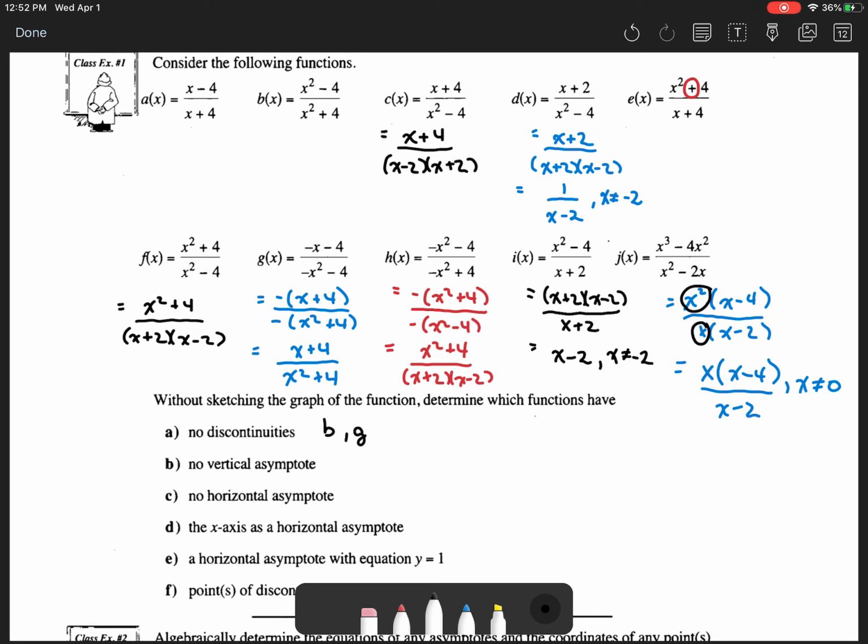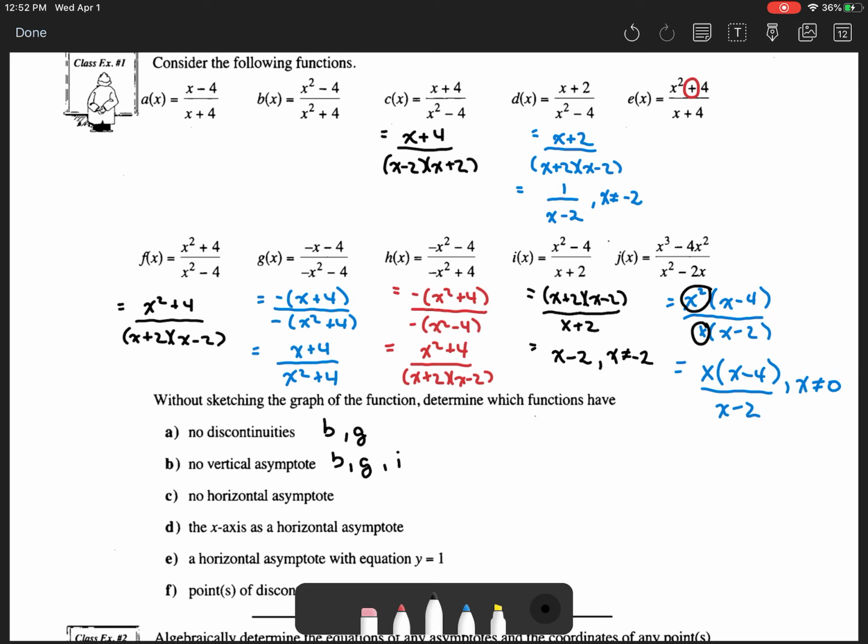Okay, now no vertical asymptotes. Well, a vertical asymptote is a type of discontinuity, so obviously b and g will fit those criteria. And then also i, and the reason I will have no vertical asymptote is because we canceled the common factors of x plus 2, which just leaves you with x minus 2. So remember, the only way we get vertical asymptotes is when I have a non-permissible value in the denominator that is not canceled out by a common factor in the numerator.